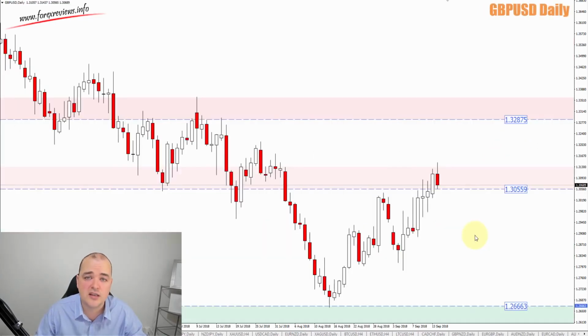Okay, next pair to cover is GBPUSD, and I'm on the daily chart. At the moment, GBPUSD is testing the 130.55 zone area, which is an area that I held last week in the review as a potential bearish evidence area, and a great area on this market to look for a potential bearish opportunity in this area this week.